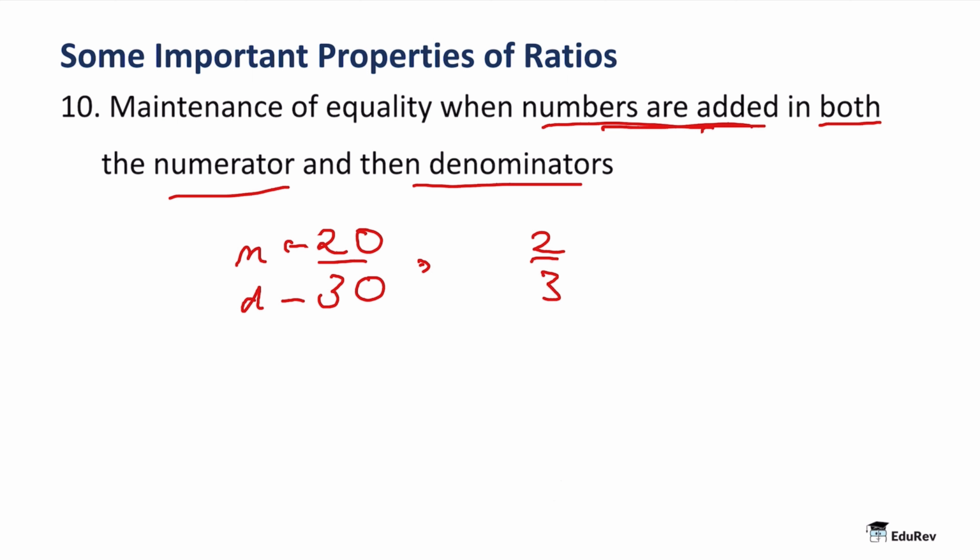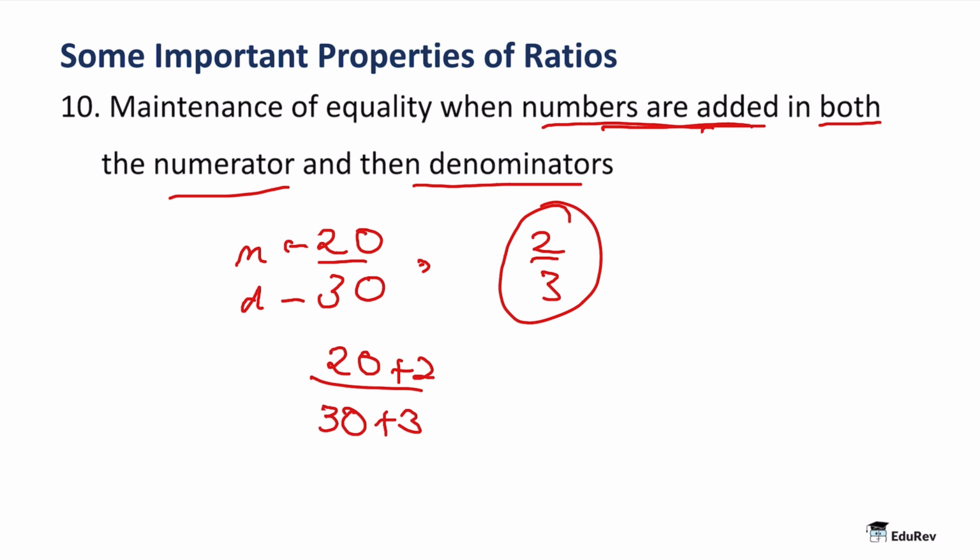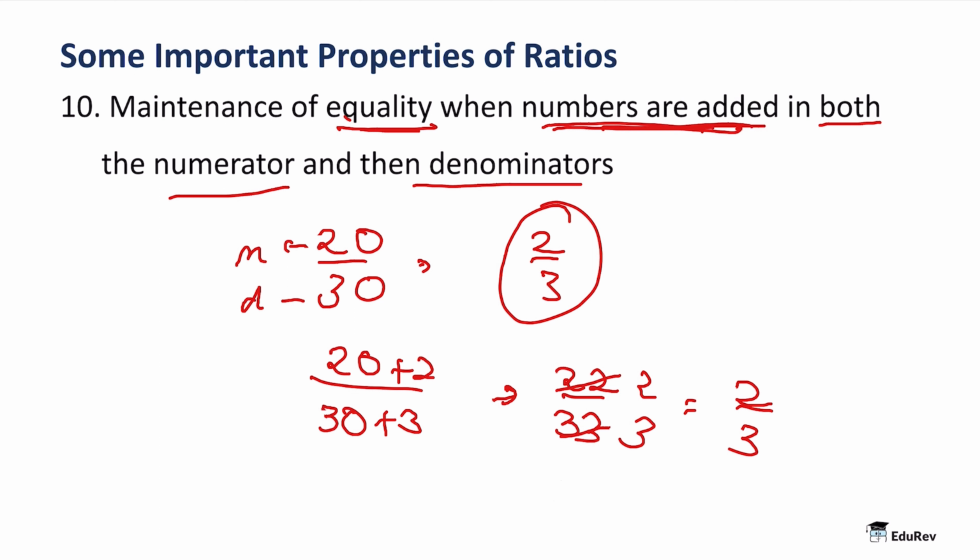So if we have 20/30 and we have to maintain this particular ratio, what we are going to do is add 2 to 20 and 3 to 30, as this comes out to be 22/33, and this once again comes out to be 11 2s are 22, 11 3s are 33, which is 2/3. So all it is trying to tell you is how to maintain the equality when numbers are added in both the numerator and the denominator.